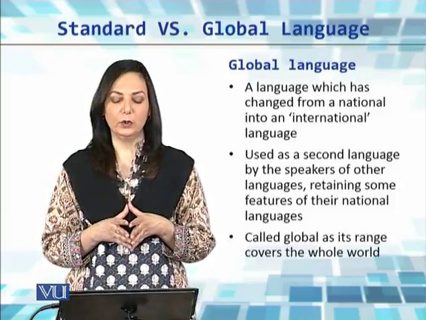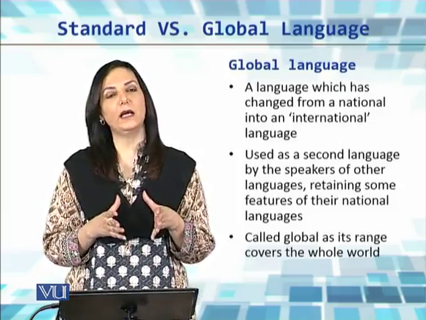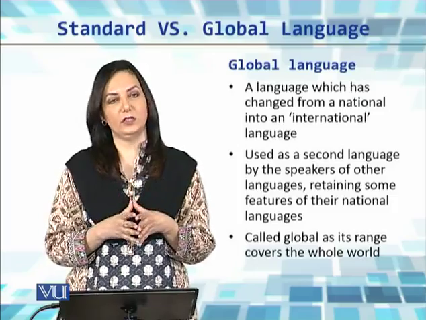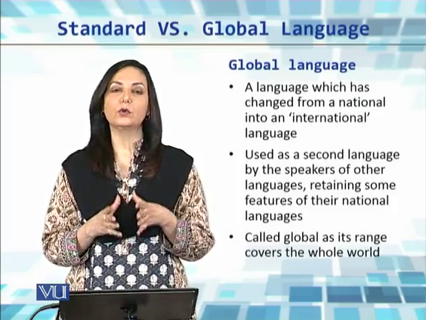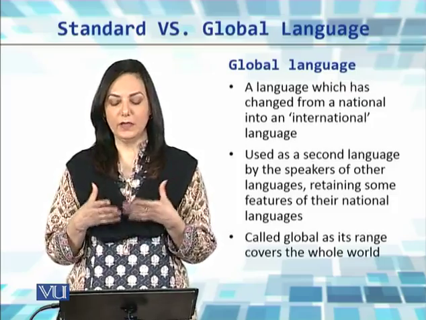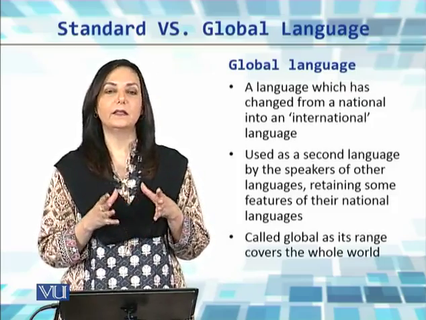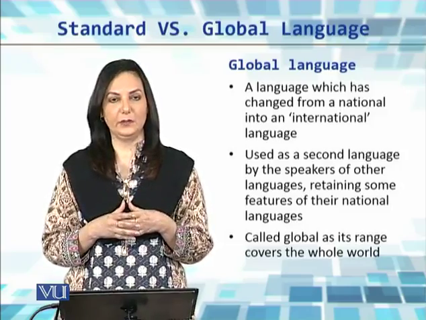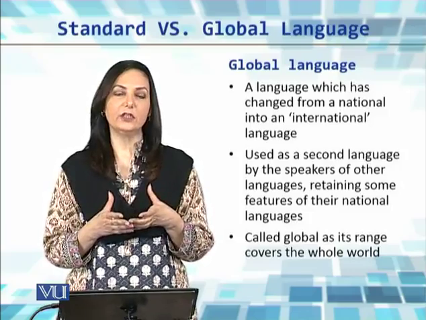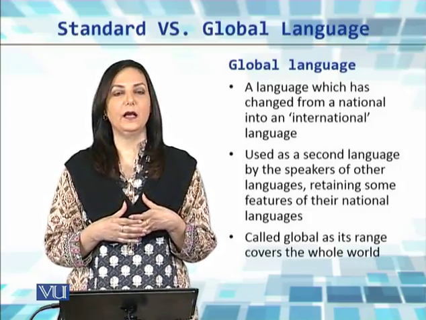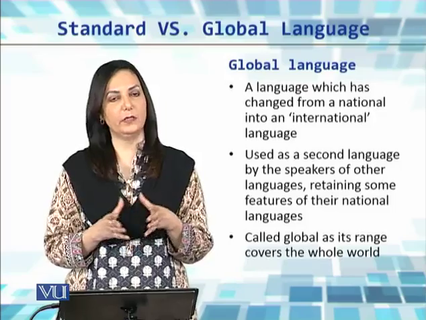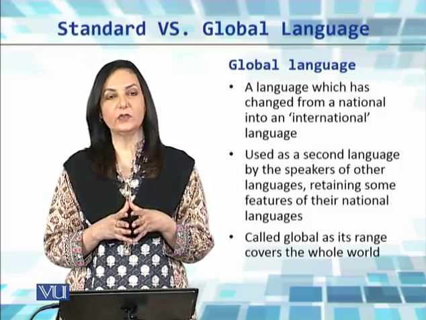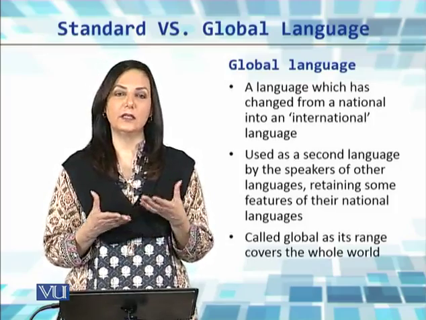When we look at a global language, we see that a global language is a national language which has changed into an international language. It is also used as a second language by users of other languages, while these users also retain some features of their first languages. Just as English is used as a second language by a great number of people all around the world in different countries, it is called global as its range covers the whole world. It is actually an international language.